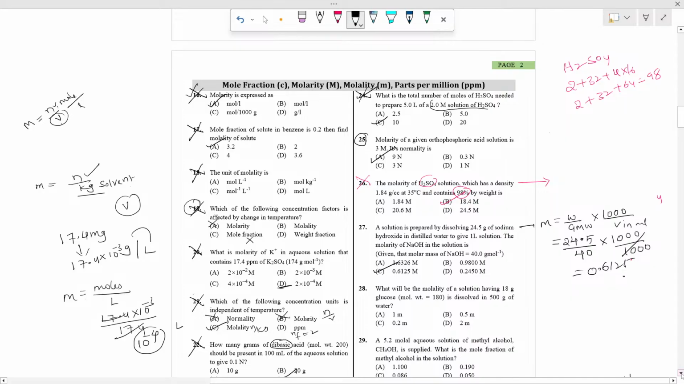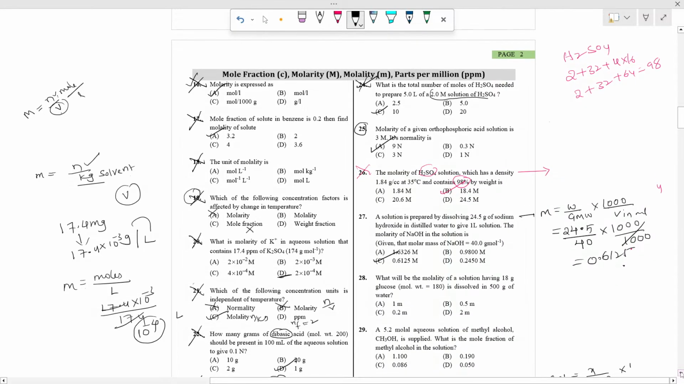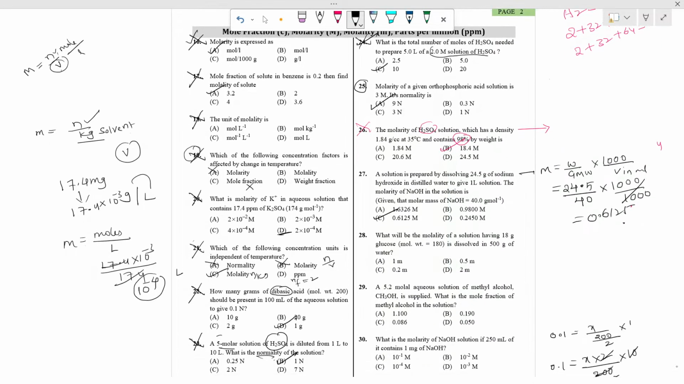Okay. Next, question number 28. What will be the molality of a solution having 18 grams of glucose dissolved in 500 grams of water? A simple formula, a direct molality question. You can use the molality formula. What is the formula of molality? Weight upon gram molecular weight into 1000 upon weight of the solvent.